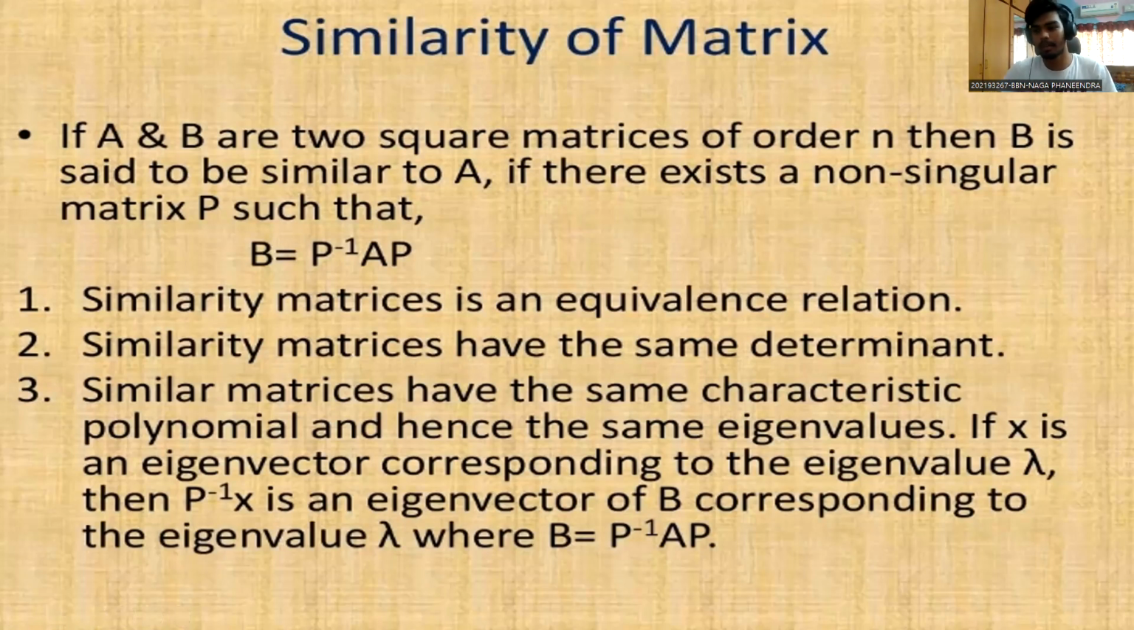If you take any 2 by 2 or n by n matrix and transform it, the determinant will not change; the determinant will be the same. So similar matrices have the same characteristic polynomial and hence the same eigenvalues. If X is an eigenvector corresponding to the eigenvalue λ, then P inverse X is an eigenvector of B corresponding to the eigenvalue λ, where B is equal to P inverse A P.